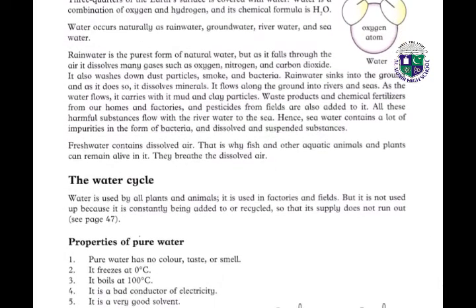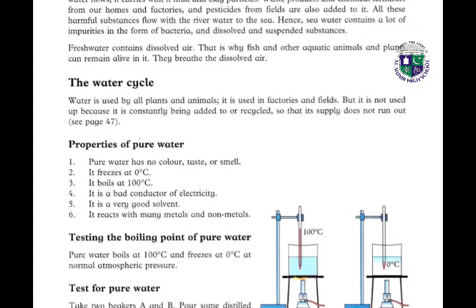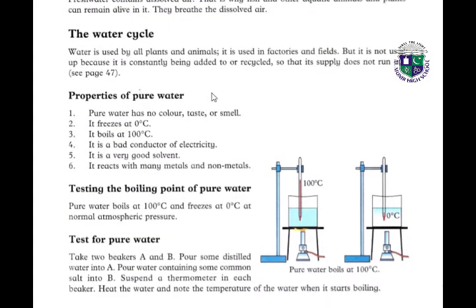Next, our topic is about the water cycle. What is the water cycle? Water is used by all plants and animals. Yes, we know that plants and animals cannot live without water. All plants and all animals need water to survive. Water is also used in factories and fields, but it is not used up because it is constantly being added or recycled, so that its supply cannot run out.